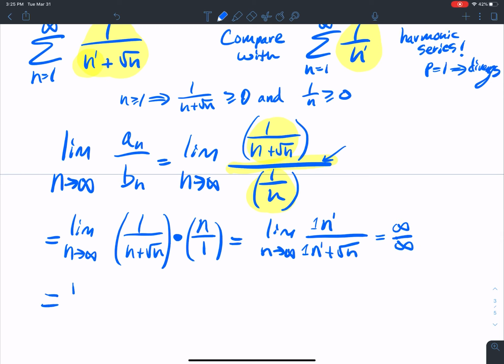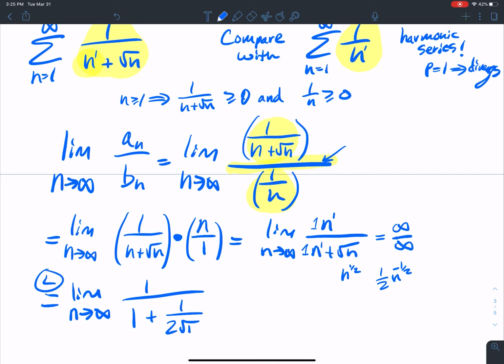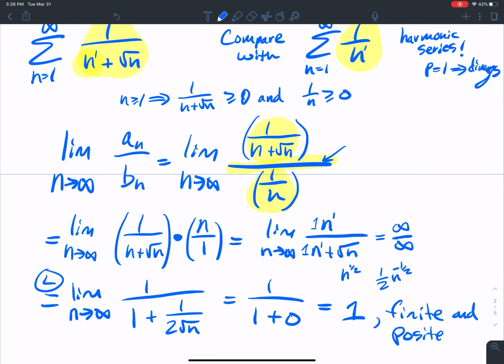L'Hopital's rule tells me that this is equal to 1 over 1 plus, n to the 1/2's derivative would be 1/2 n to the negative 1/2. So that's 1 over 2 square root n. And when I take this limit here, I get 1 over 1 plus, and then this piece right here is going to drop off to 0 as n gets arbitrarily large. And so my limit is 1. This is finite and positive. So that's what I'm looking for, finite and positive.